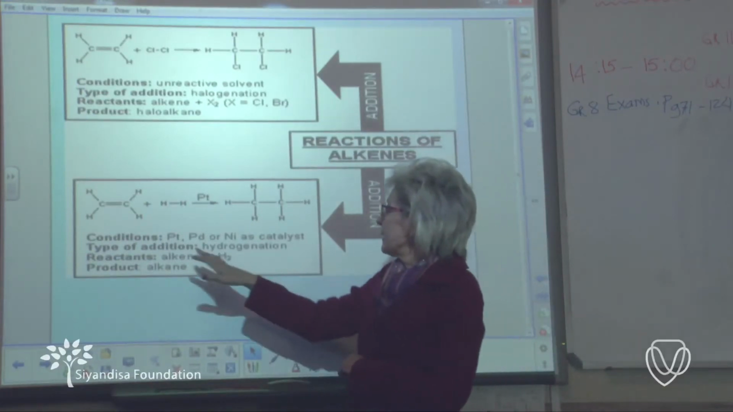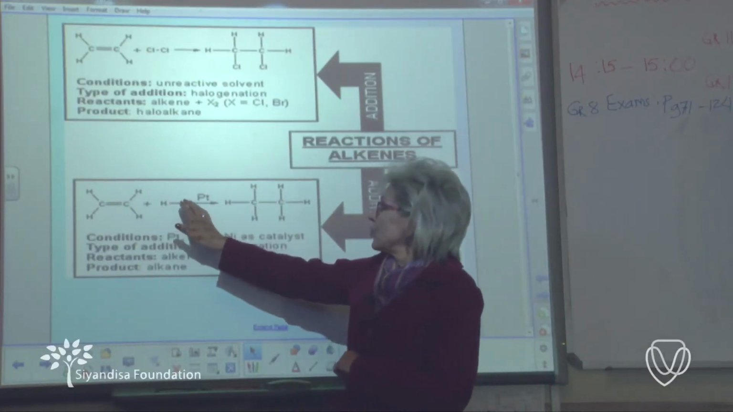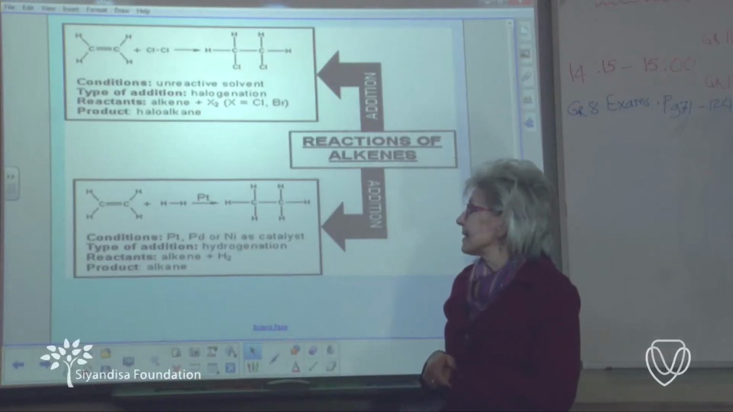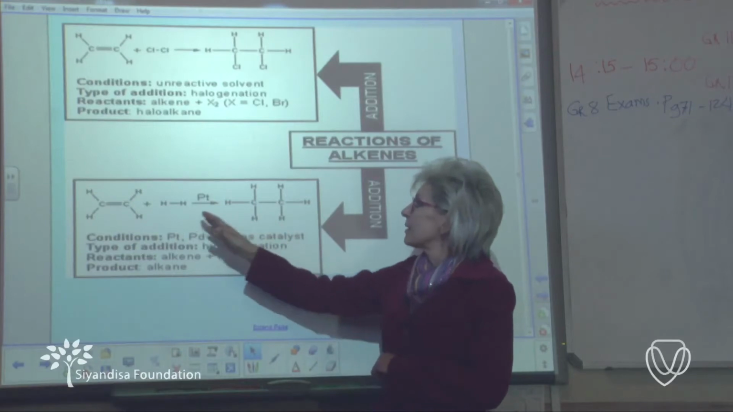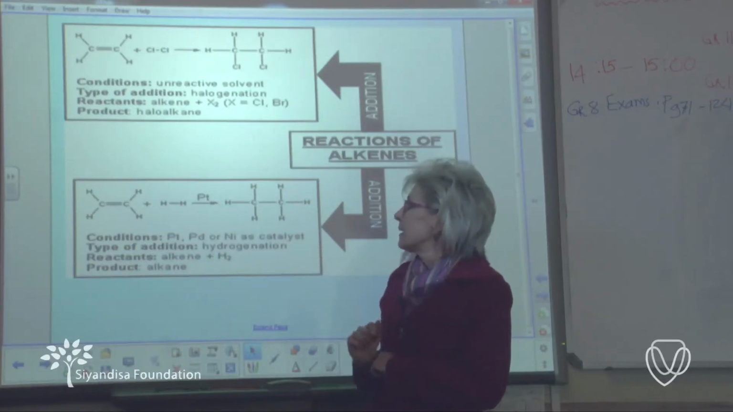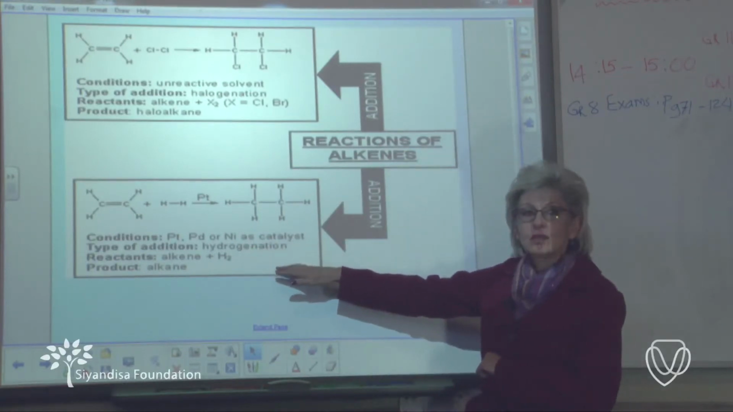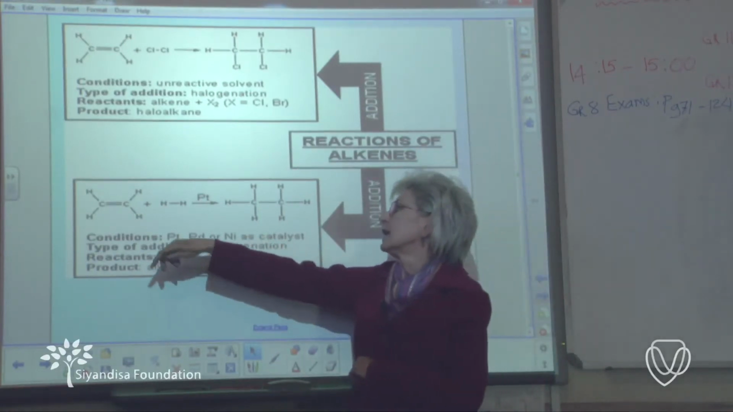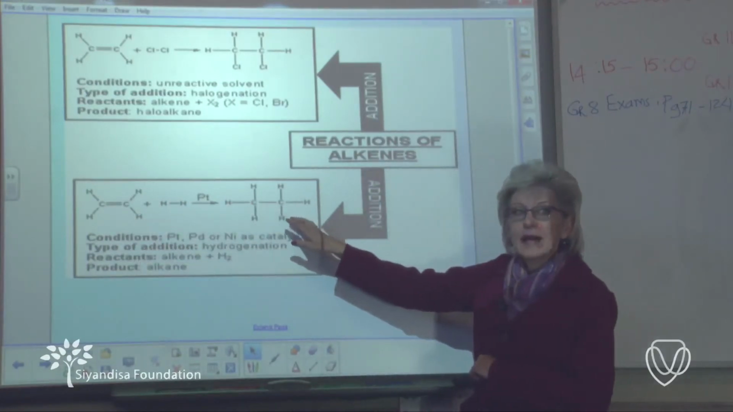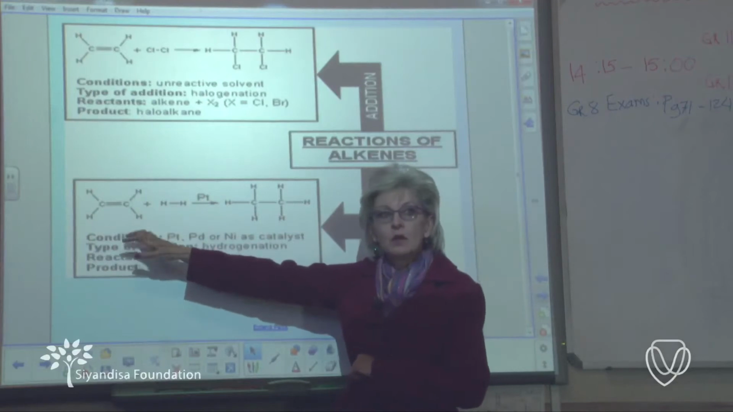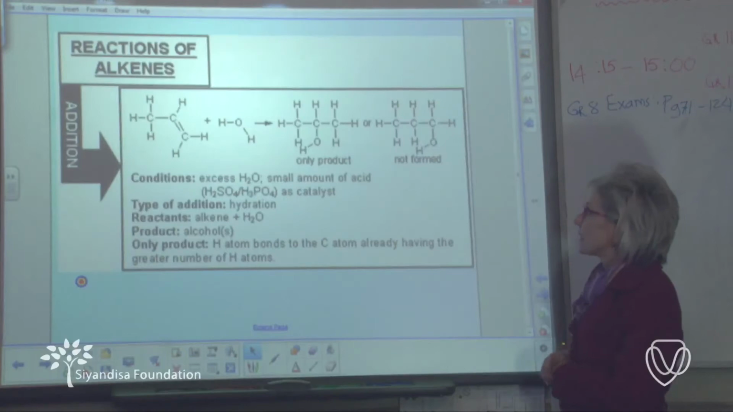Then we get the addition of hydrogen. In this case, we do need a catalyst, and your catalyst can either be platinum, palladium, or nickel, and we end up with the corresponding alkane. This is also known as hydrogenation, and this is the reaction that gets used to change polyalkenes into the corresponding alkanes, so to turn your plant oils into margarines. That's the process that takes place there.